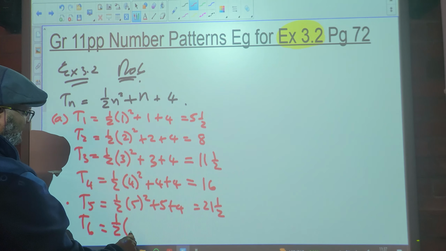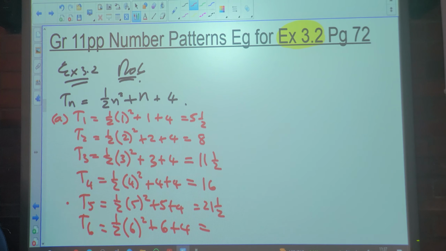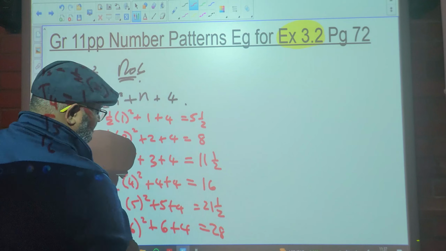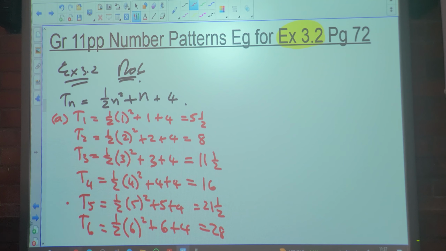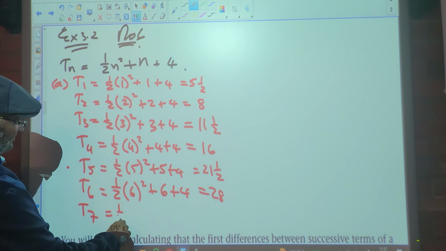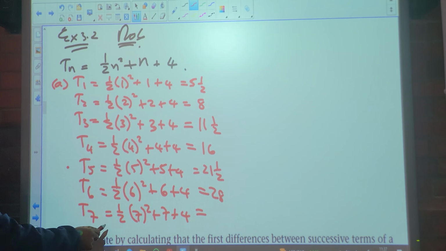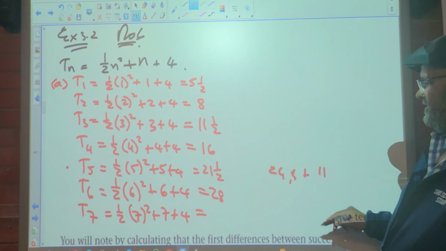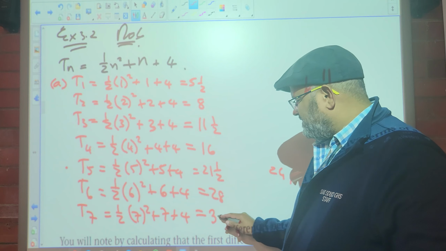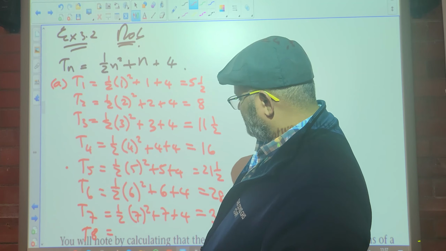Term 6. It's going to be half times 6 squared plus 6 plus 4, which is 10. 36, and half of that is 18, so it's 28. Right. And then term 7. It's going to be half times 7 squared plus 7 plus 4. 7 plus 4 is 11. Half of 49 is 24.5, so 24.5 plus 11 is going to give you 35.5. And term 8. Work out term 8 for me.